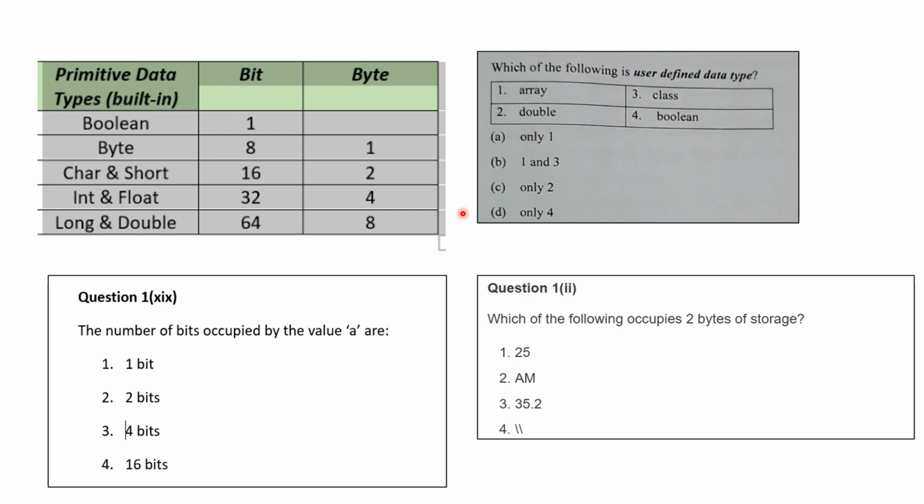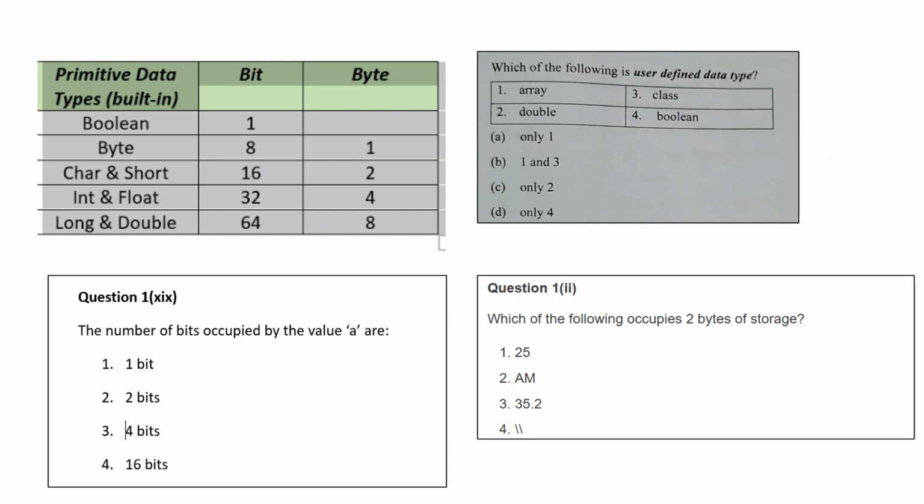Now a question asked in class 10 in previous years: which are the user-defined data types? Array is a user-defined data type. Double is a built-in data type, so it will not come. Class will come, that is user-defined, and boolean is again a primitive data type. So your answer should be 1 and 3, and this option B is the right option.